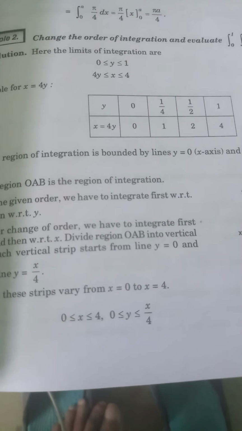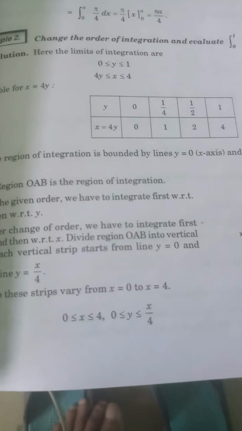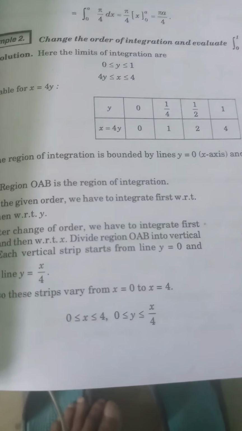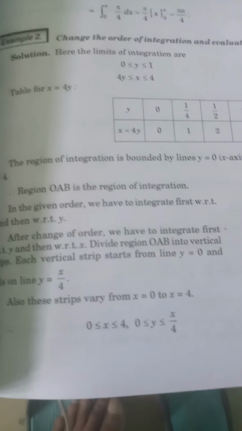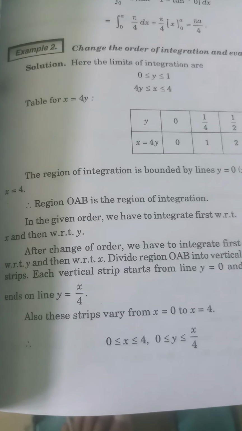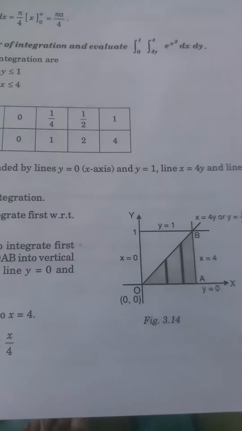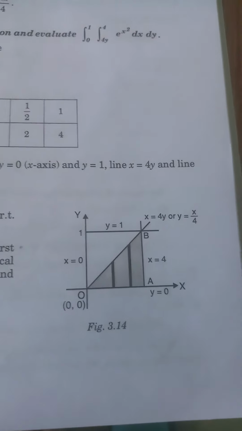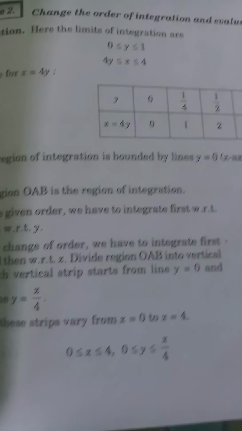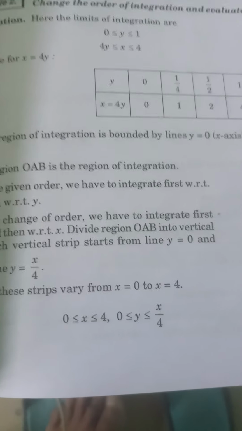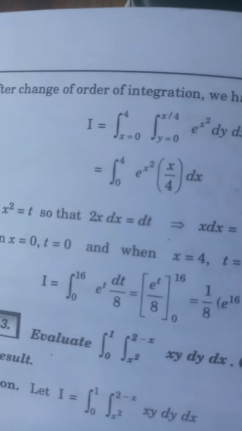x की वेरिएशन 0 to 4 है और y की वेरिएशन क्या है, 0 to x by 4. Starts from y equal to 0 and ends on line y equal to x by 4. x equal to 4y यानी y equal to x by 4. y equal to 0 से y equal to x by 4, तो ये रीज़न बन गया. ठीक. तो अब इसको कर लो आप.